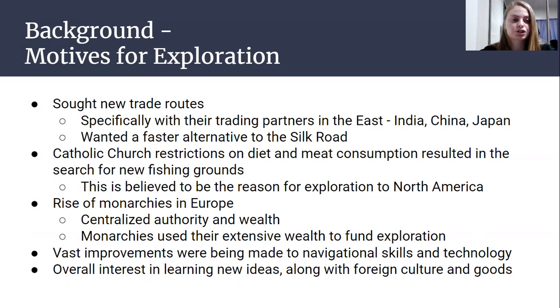Additionally, the Catholic Church restrictions on diet and meat consumption resulted in the search for new fishing grounds. And so this is actually believed to be the reason for exploration in North America.